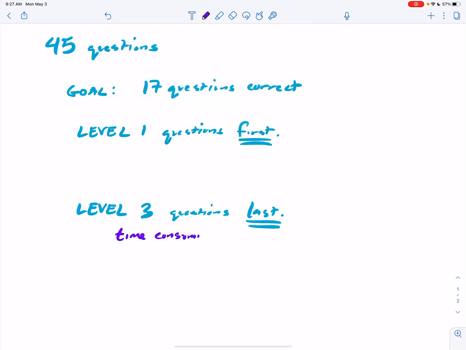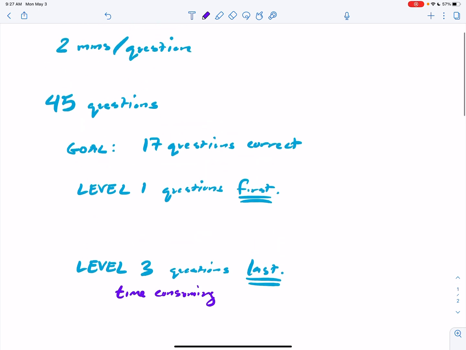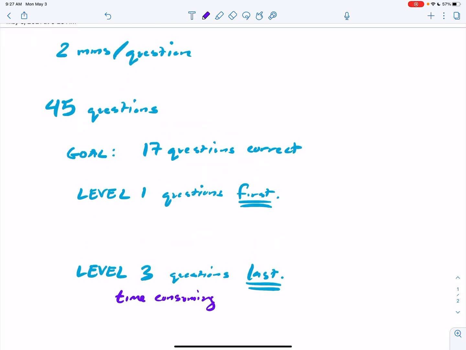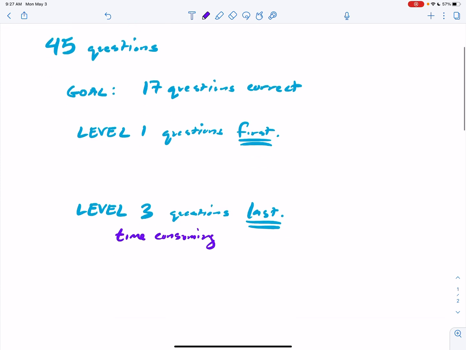Remember that you only have about 2 minutes average, right, per question. So level 1 questions generally don't take 2 minutes. They might take 30 seconds. They might take 45 seconds. So all of those little extra seconds that you shaved off can go towards a level 3 question at the end. Okay?